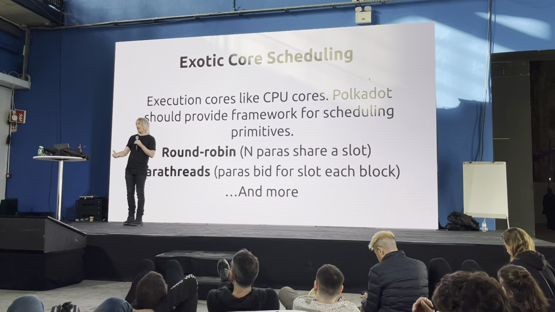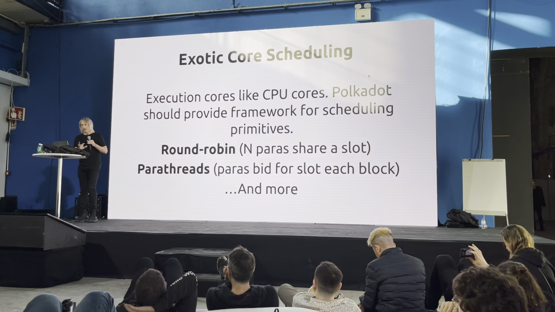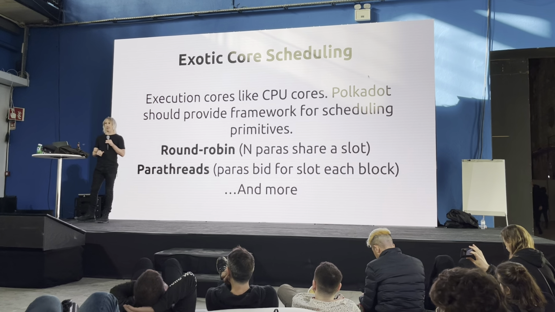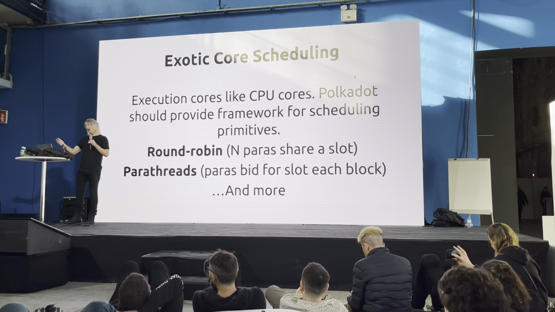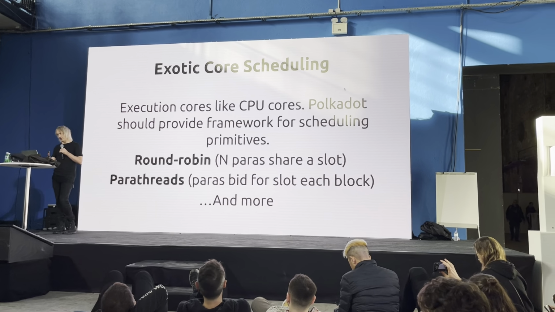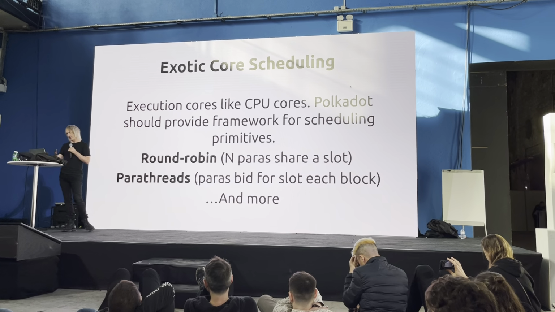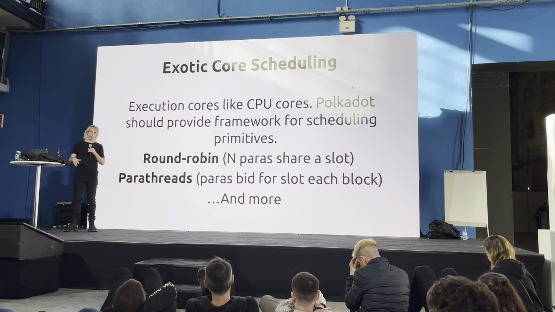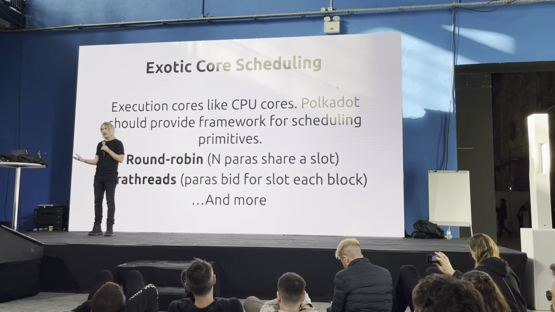And as it stands, the PLOs and the crowdloans are just one first step. There need to be many more steps, and one of the ways to unlock these many more steps is exotic core scheduling. This is something that is being worked on, something I'm very excited to see. Parathreads, which is basically pay-as-you-go, block-by-block scheduling, would be one of the ways.